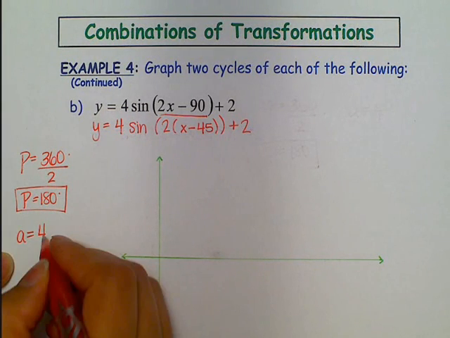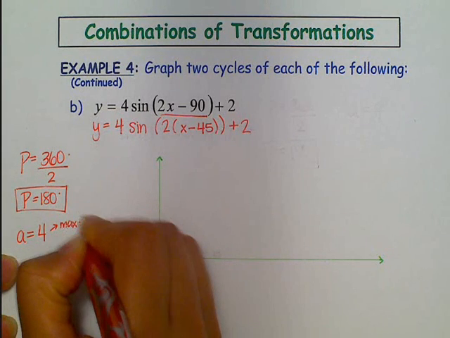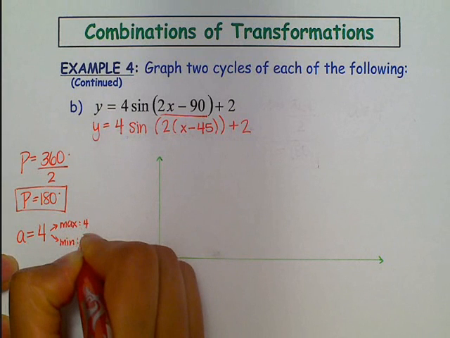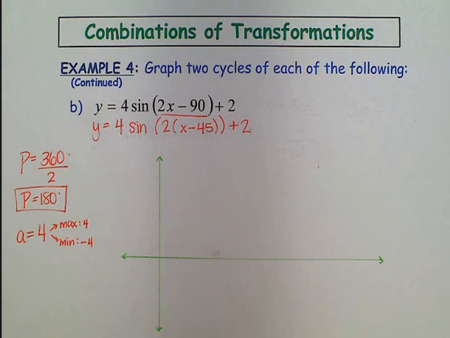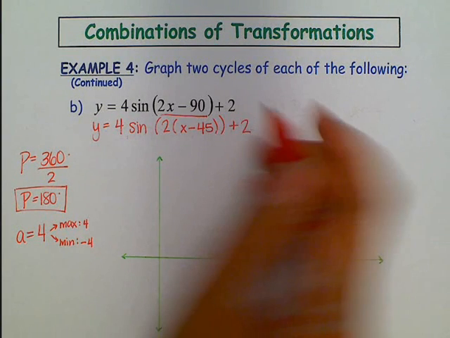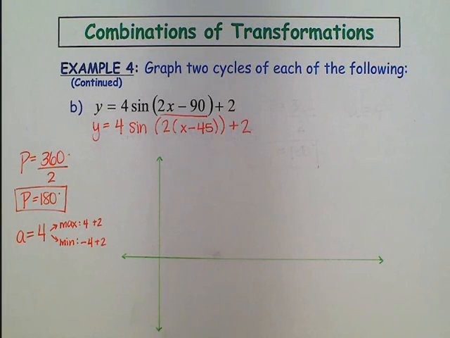And remember that the amplitude tells you what the max and min values are going to be. So the max is going to be at positive 4 and the min should be at negative 4 since it's been stretched by a factor of 4. And the other thing you want to remember too is because the graph is being shifted up 2 units, then our max value is going to increase and our min value is also going to increase by 2. Okay, so those are just some things to remember, especially when you are just sketching your graph.